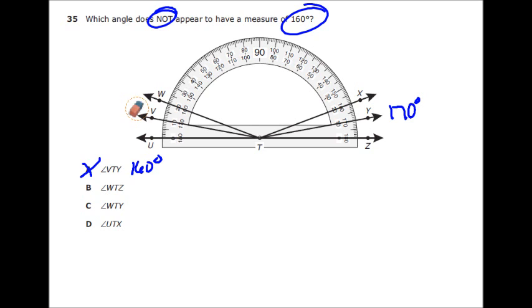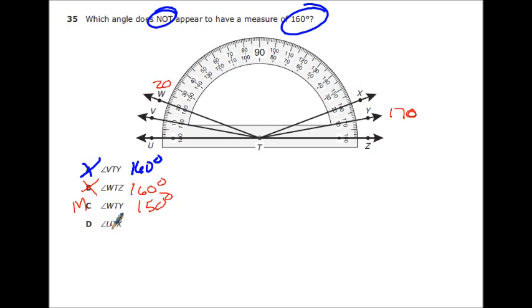WTZ. So I have W crossing at 20 degrees. I have Z crossing at 180 degrees. Take the difference between the two and you get 160 degrees. So that is not possible either. WTY. So the W crosses at 20. The Y crosses at 170. Take the difference and you get 150 degrees. So that's a possibility.